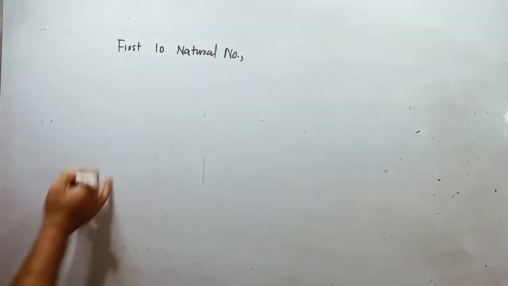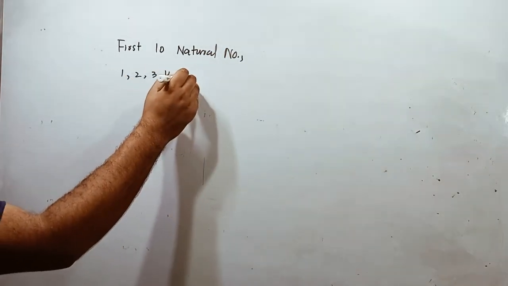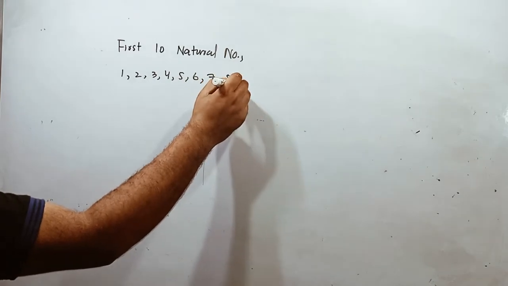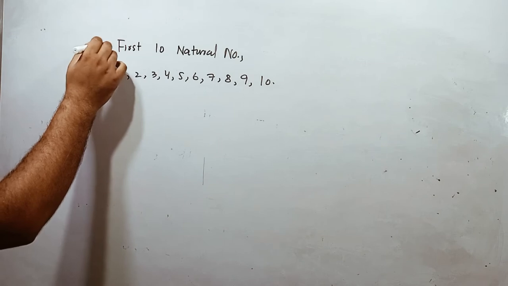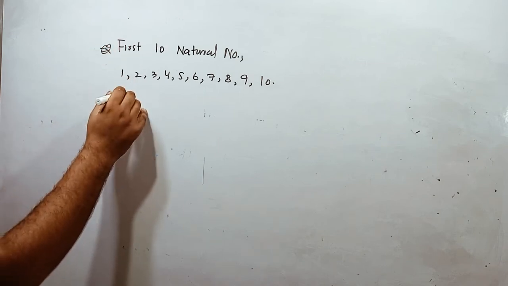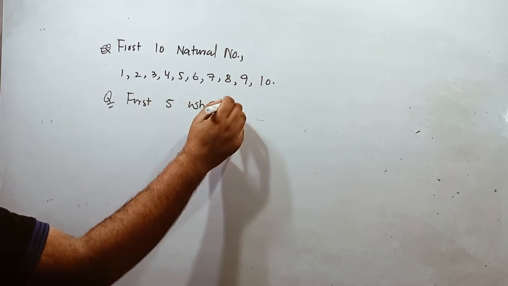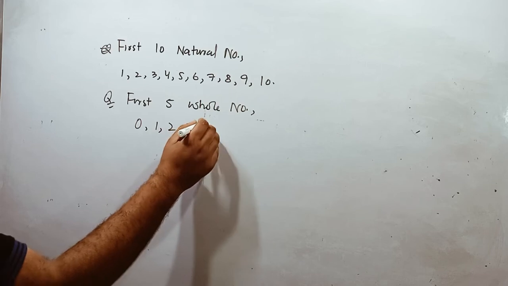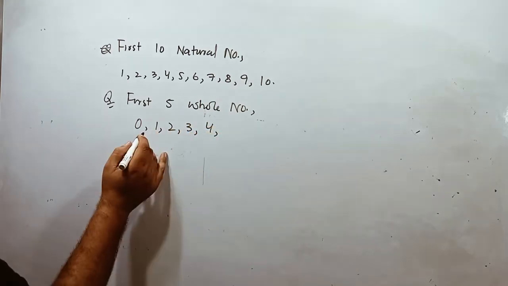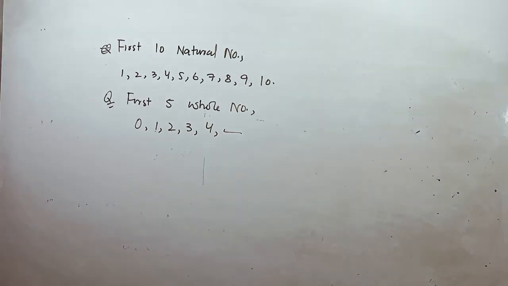You know natural numbers start with 1, so we can write 1, 2, 3, 4, 5, 6, 7, 8, 9 and 10. And sometimes there will be the question, write first 5 whole numbers. Then we should start with 0, 1, 2, 3, 4. These are the 5 whole numbers.